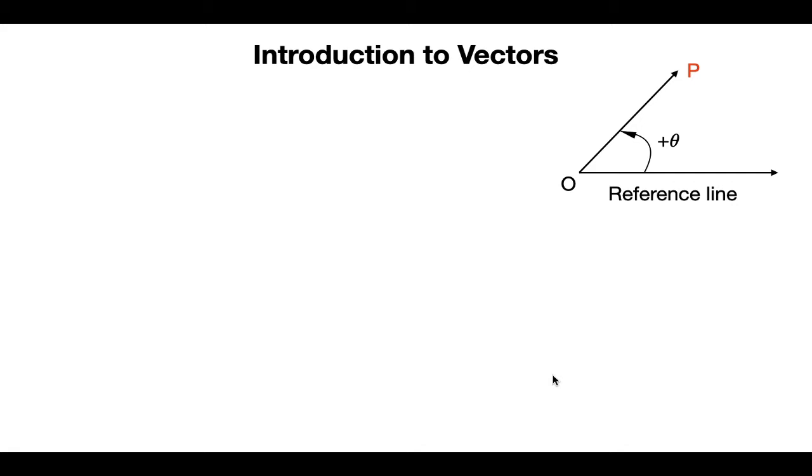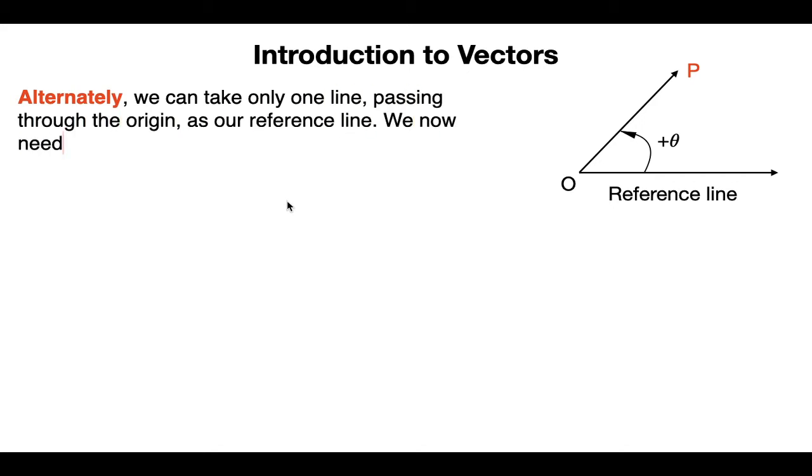There is another method by which we can identify a point P in a plane. For the purpose, we take a reference line. This is the original position of the particle or reference point. This is the reference line. We can take only one line. Previously we have taken x direction and y direction. Now we are taking just one reference line passing through the origin.